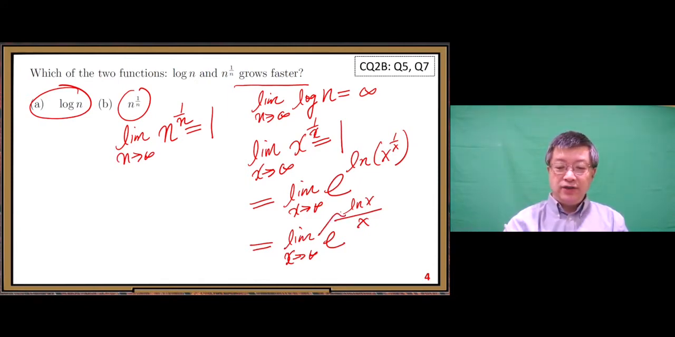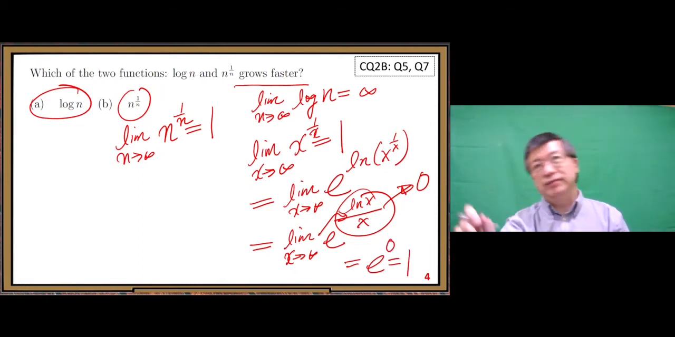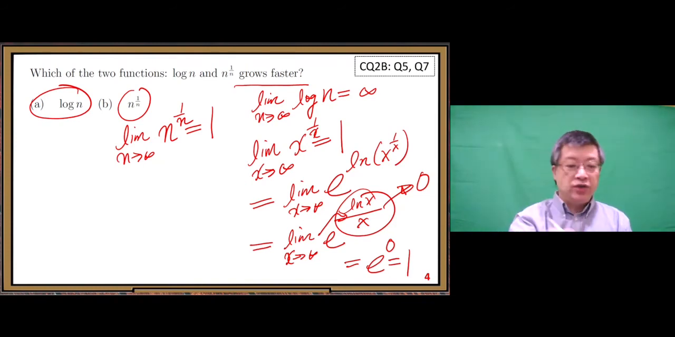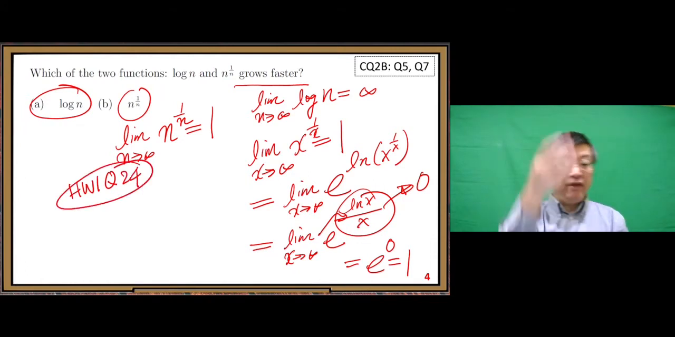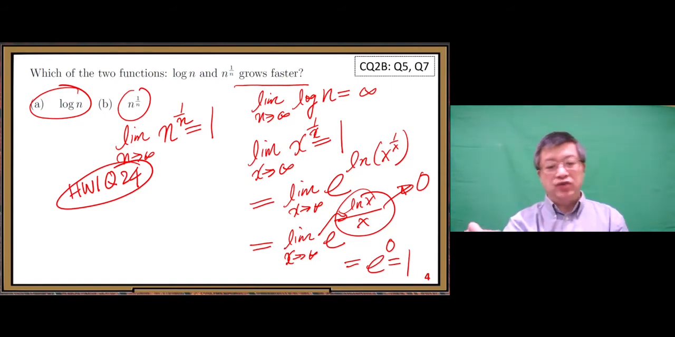Then you just take the limit of that exponent. By L'Hopital's rule, this limit goes to 0. Then this equals e to the 0, which is 1. Remember, that's part of our homework question, HW1 question 24, related to this one here.